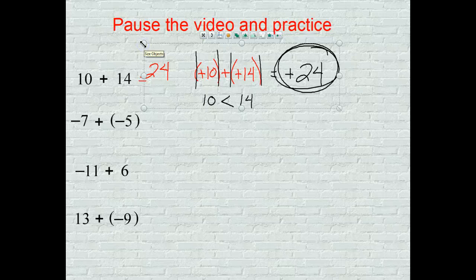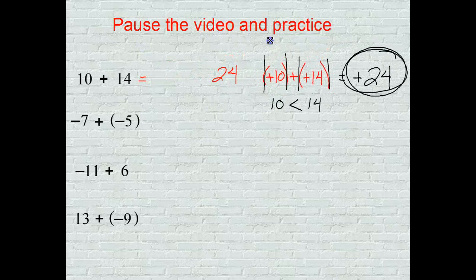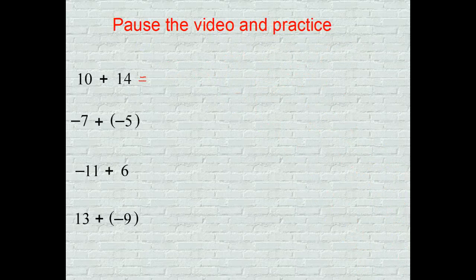Well, that didn't work. How about this? Let's just throw it out for now. Okay, so we have -7 and -5. Let's take the absolute value of each of those. Absolute value of -7 added to the absolute value of -5.